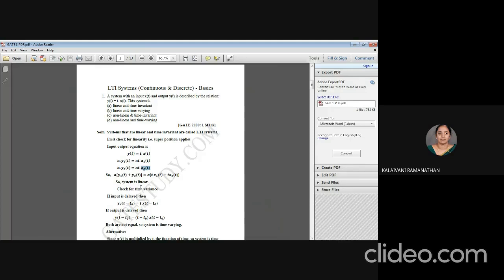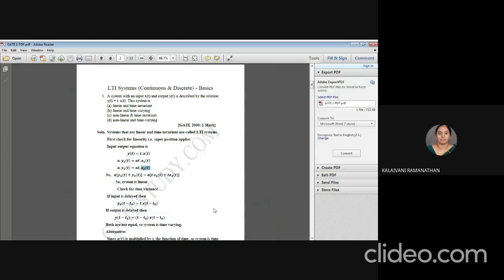To check time variance or invariance, we have to delay the input and then only you'll be able to check it. For that you are considering the equation. Normally you have to say that if y of t comma t naught is equal to y of t minus t naught, then you can say that the given system is a time invariant system. Here I'm considering the input is delayed. So you have to note it down as yd of t minus t naught equal to t into x of t minus t naught. Here I'm delaying the input alone, so x of t is replaced as x of t minus t naught.